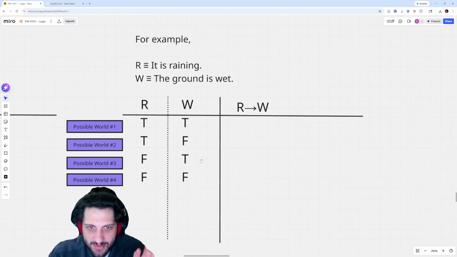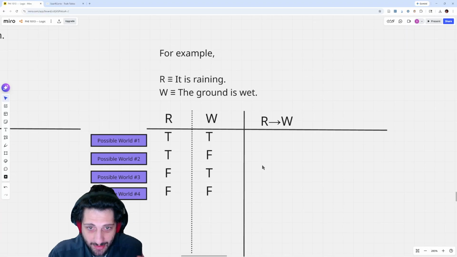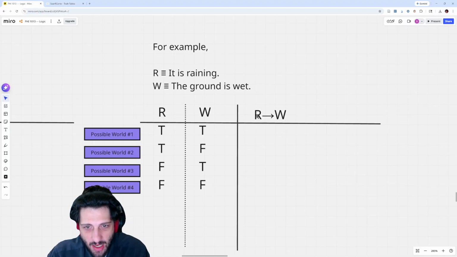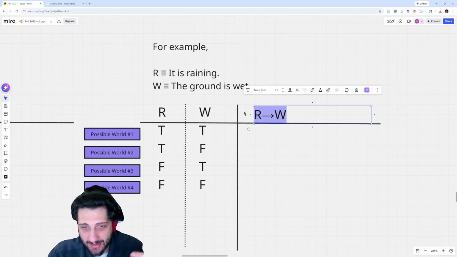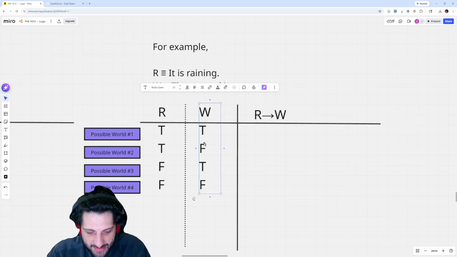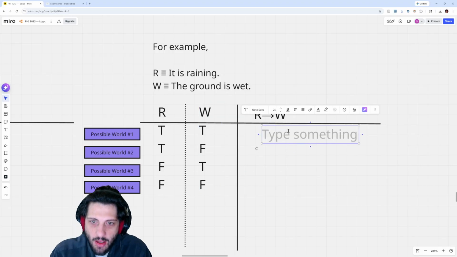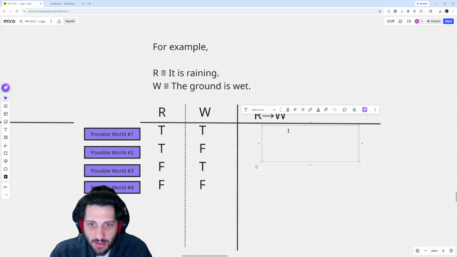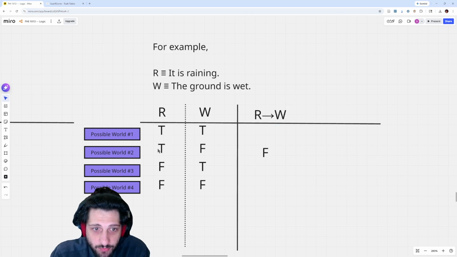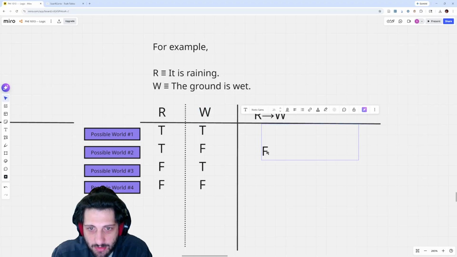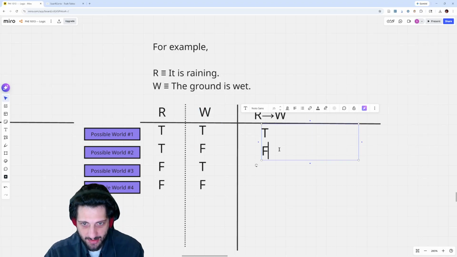So then let's think about this. Let's do the same thing over here. The only time it's wrong to say, so this statement is saying if it's raining, then the ground is wet. What would make that false is if it's really raining, but the ground is not wet. Right? That's what it means for that statement to be false. But if it's raining and the ground is wet, then we're going to say that conditional is true.